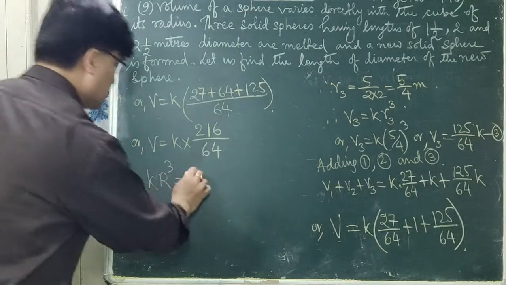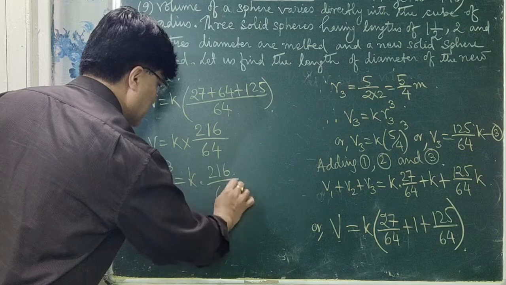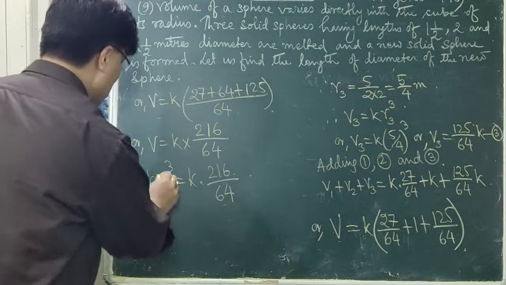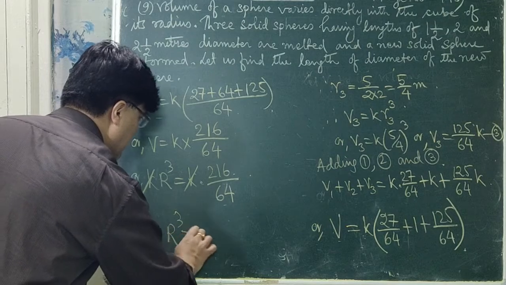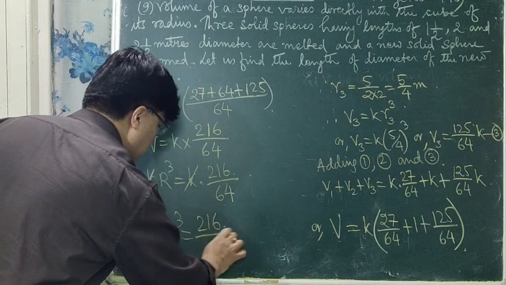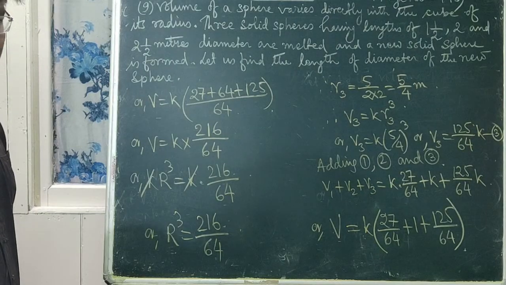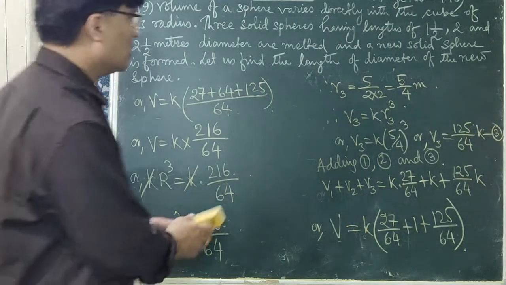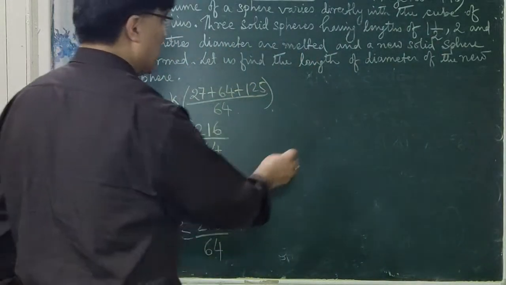So it is kr cube is equal to K into 216 divided by 64. Is that clear? So your K gets cancelled. So this is your r cube divided by 216 divided by 64. So I think you have understood it. So we have got it. So let us get the value for r now. So what is the value for r only?